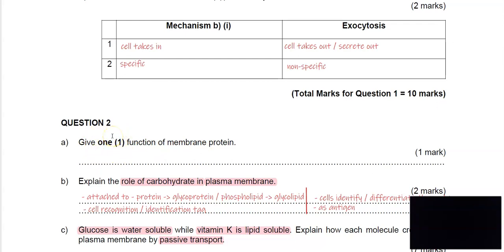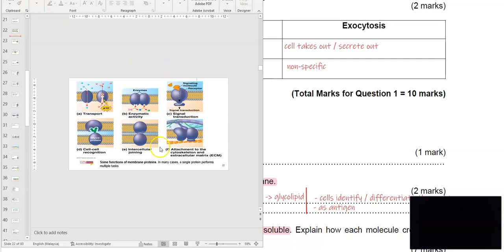Okay, so it can become an enzyme, or it can become a transport protein, or it can be involved in cell-cell recognition, or it can be involved in signal transduction, or it can be involved in, as you can see here, intercellular joining, or in the attachment to the cytoskeleton and extracellular matrix. So any of these points, or roles of the membrane protein, is correct. Okay, so you need only one to be listed in your answer.